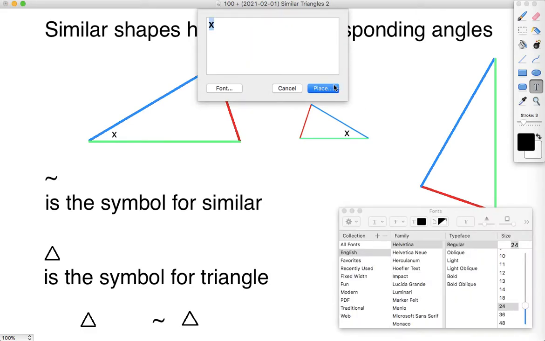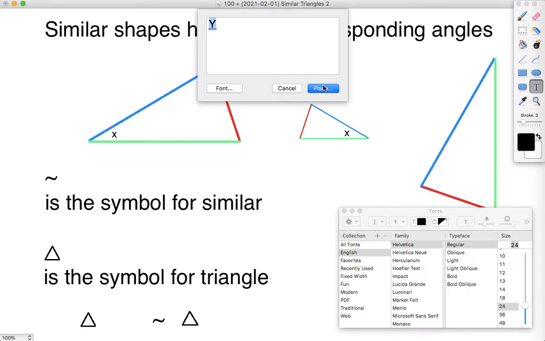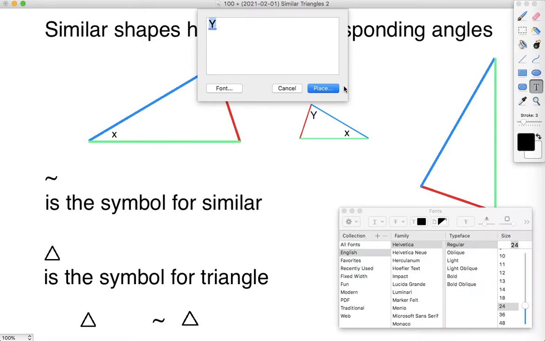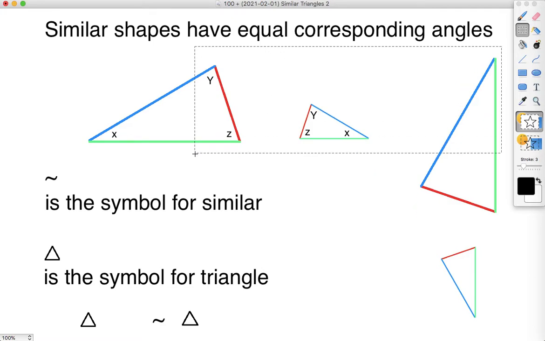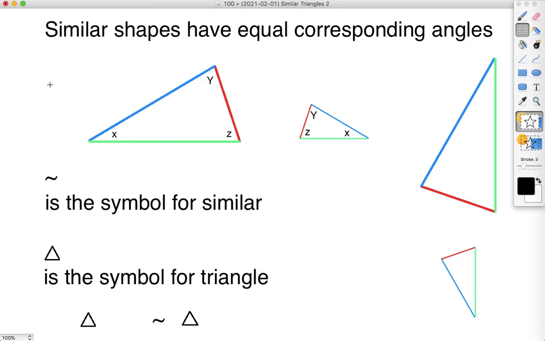And then this angle over here, which I'm going to call Y, it is the exact same size as this angle right here. And this angle here is the exact same measure as this angle here. So all four of these triangles are similar because they all have the same angle in the same order.